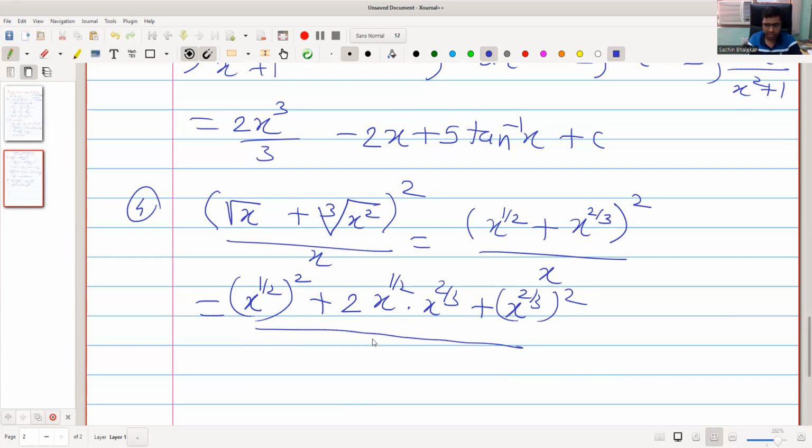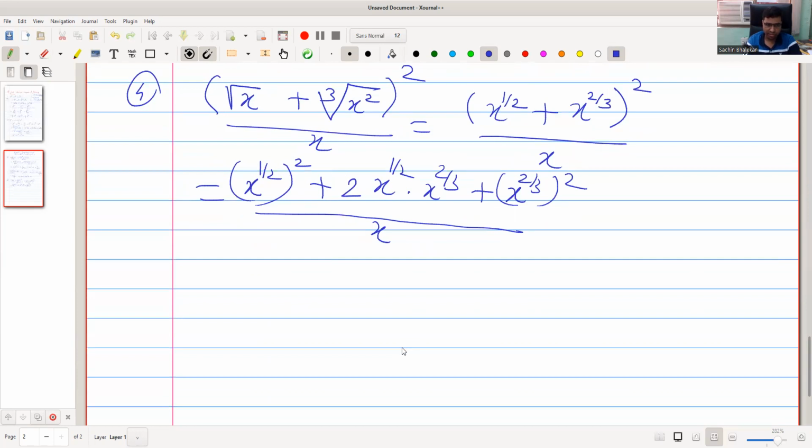and divided by x. Now simplify once again. This will be x raised to 1/2 multiplied by 2, so x raised to 2/2, it is x, plus 2 times, we can add these exponents, x raised to 1/2 plus 2/3, so it is 5/6, plus this is power of power, so it is x raised to 4/3, 2 into 2/3, x raised to 4/3, divided by x.